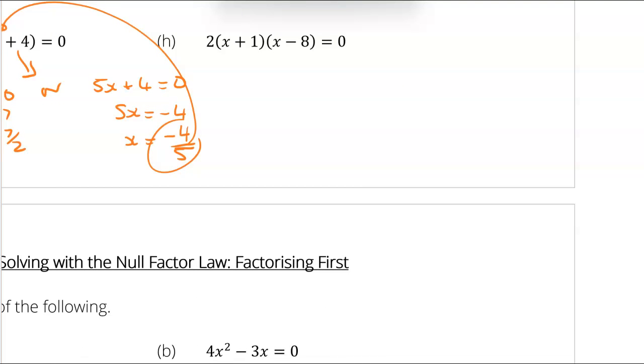And h, well, we've got this 2, which is a constant. So it can't be 2 that equals 0. So it's got to be either the x plus 1 or the x take 8.